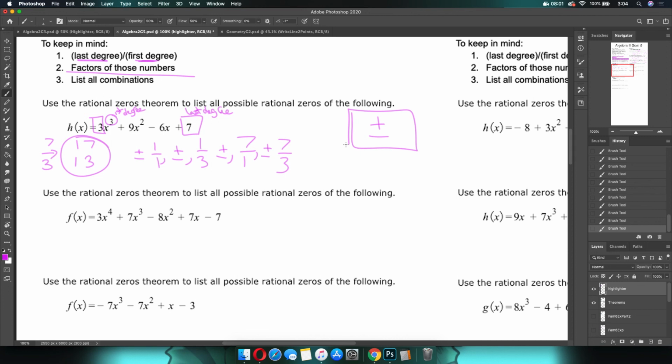Okay, next up, we want our first and our last degree. It's always going to be last over first. I don't remember that unless I write that down. So what's our last degree? It's 7. What's our first degree? It's 3.